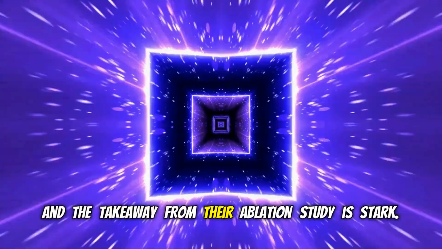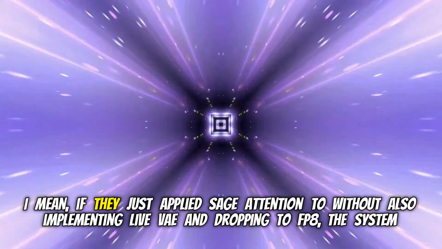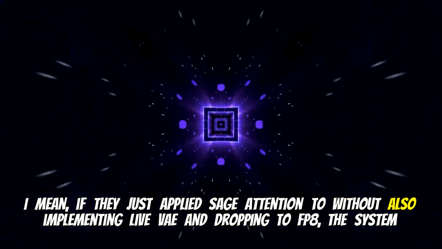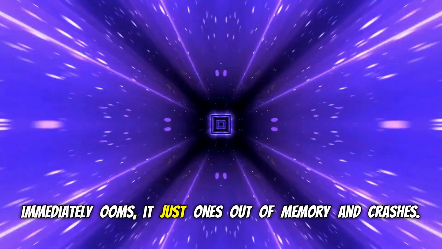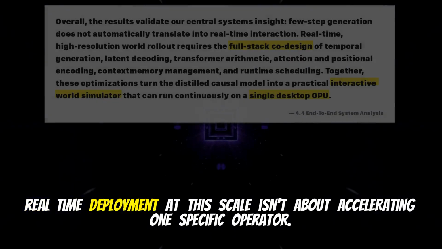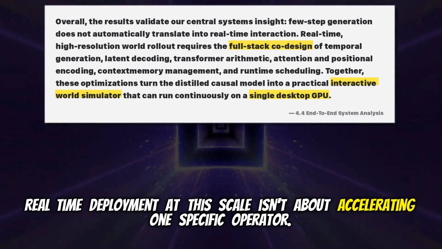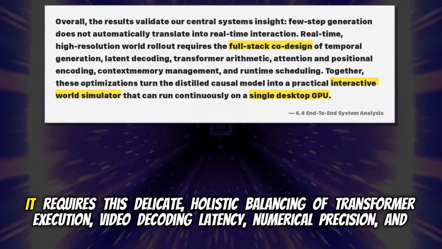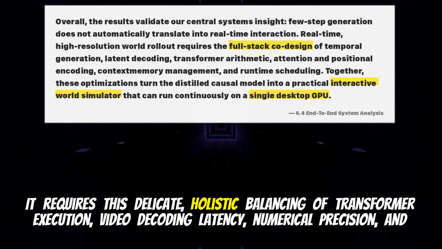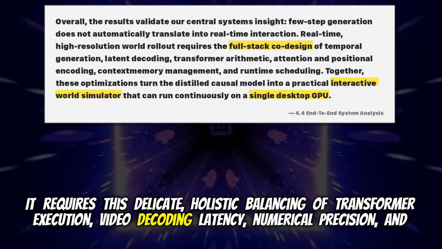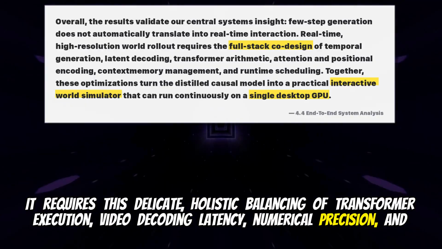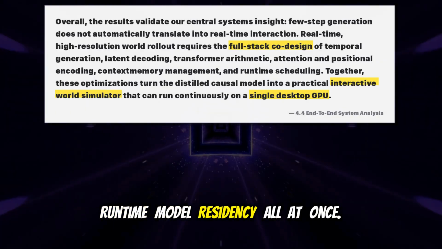And the takeaway from their ablation study is stark. I mean, if they just applied Sage Attention 2 without also implementing Light VAE and dropping to FP8, the system immediately OOMs. It just runs out of memory and crashes. Real-time deployment at this scale isn't about accelerating one specific operator. It requires this delicate, holistic balancing of transformer execution, video decoding latency, numerical precision, and runtime model residency all at once.